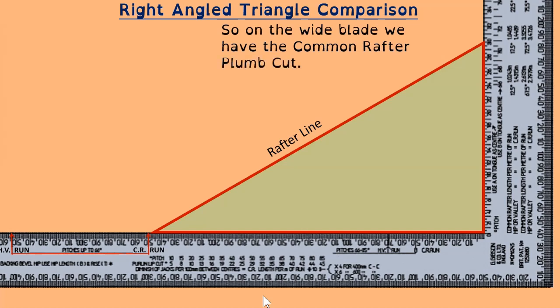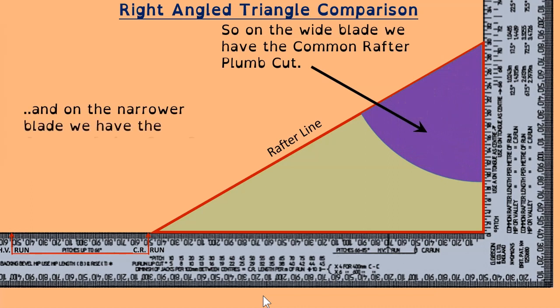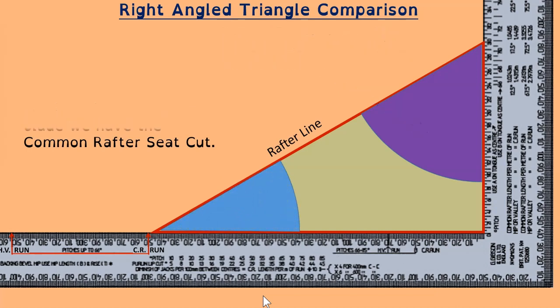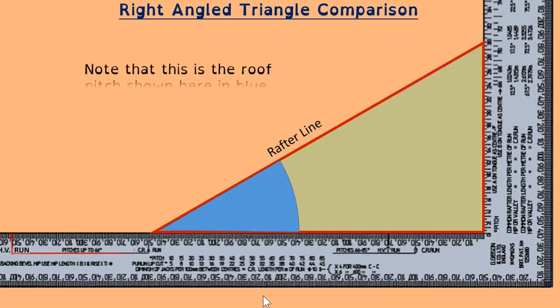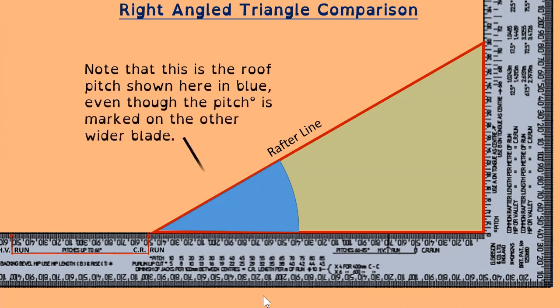So as stated here, on the wide blade we have the plumb cut, and on the narrower blade we have what's termed the seat cut. The pitch of the roof is shown in blue.